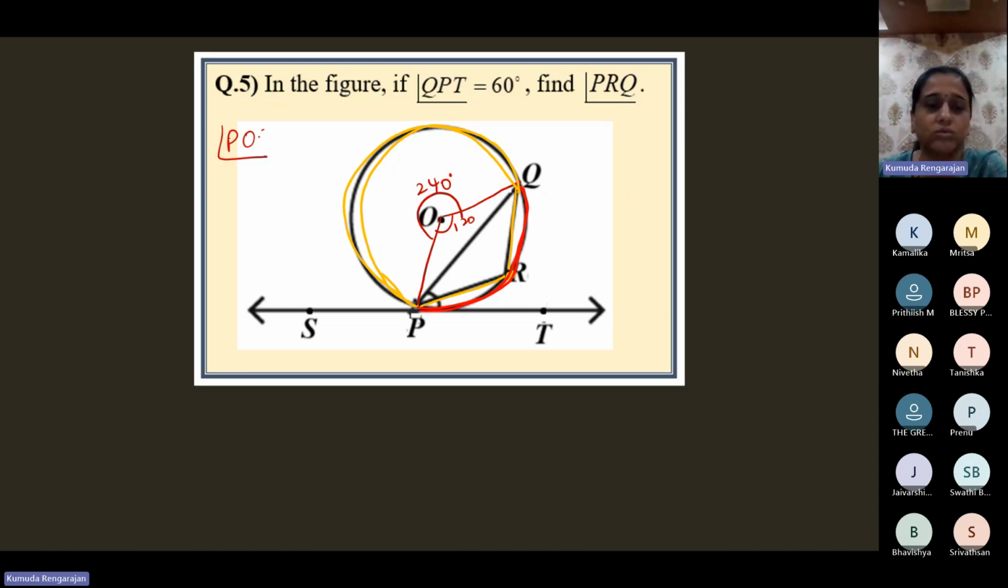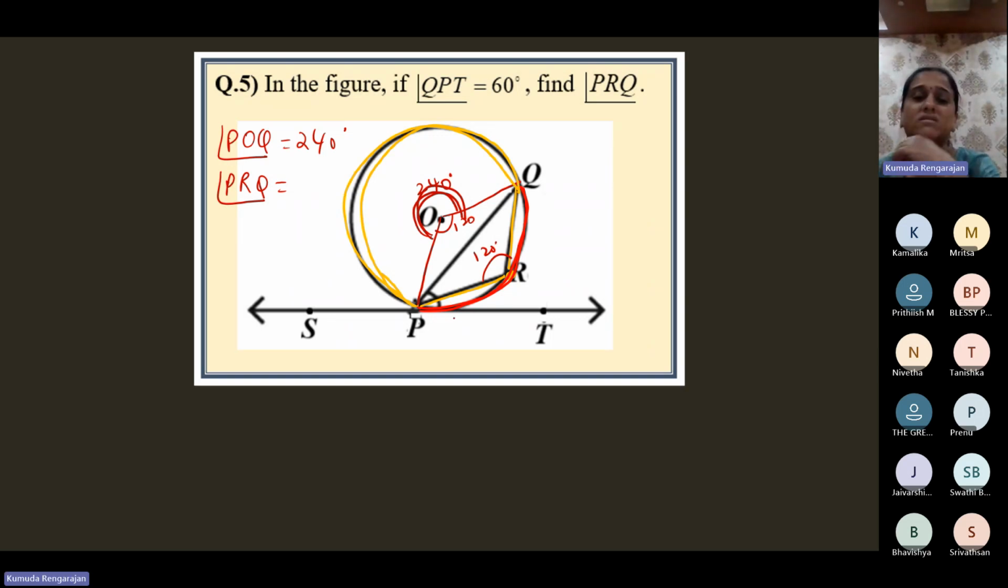Angle POQ is equal to 240 degrees. Angle PRQ: you can see that R is a point on the remaining part of the circle. PQ is the major arc, so the other part is the minor arc, and R is a point on the minor arc. So the same arc PQ subtends an angle PRQ at the remaining point on the circumference of the circle. So if this is 240, this angle will be 120. So you can use a theorem and do it straight away without having to construct the cyclic quadrilateral.